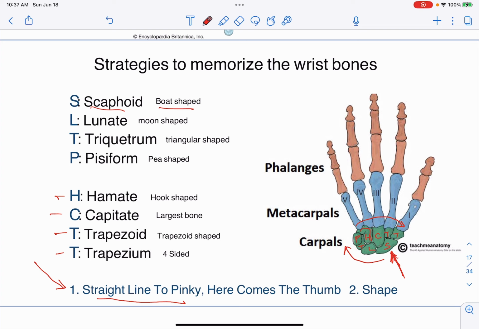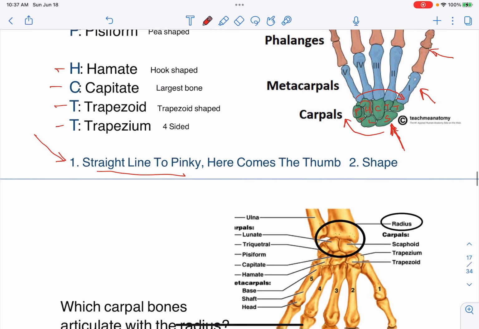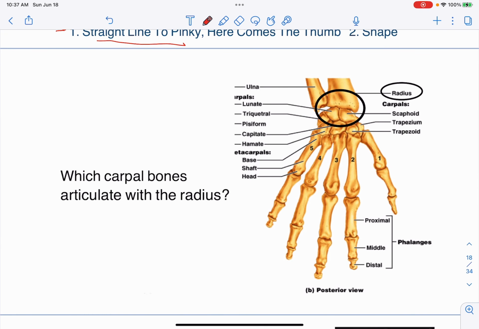So when you're in lab, spend time. We have these hand bones models in the lab where you can start to memorize the metacarpals, the phalanges, and work on trying to find ways to memorize the wrist bones. So this is to, again, drive home this idea that the radius is the only bone that is articulating with the carpals. The ulna does not articulate. There's a nice space there. It does not articulate with any of the wrist bones.